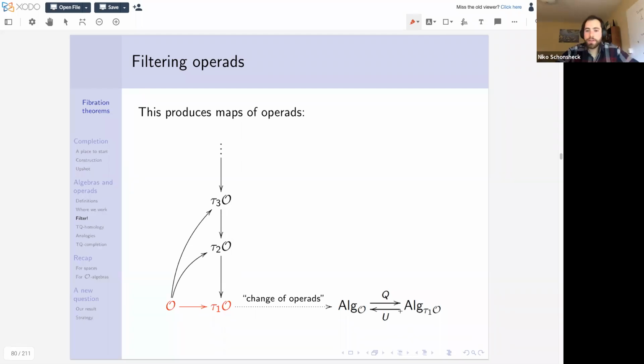So there it is. This. Can I ask a quick question? Yeah. So this seems like some kind of Postnikov tower construction. Yes. Are there some convergence type results that allow you to approximate O from this tower?